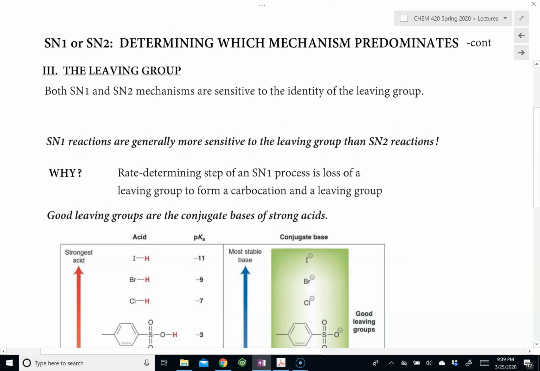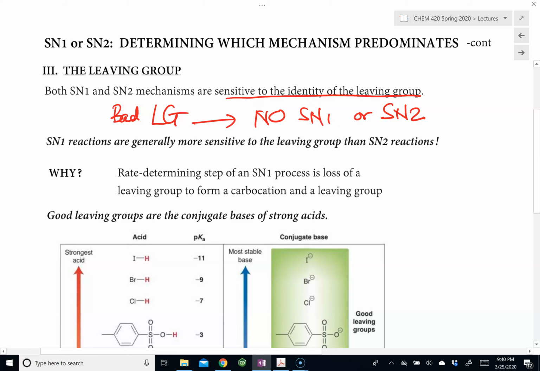Let's now analyze the third factor, the leaving group. So in SN1 and SN2 mechanism, they are both sensitive to the identity of the leaving group. The leaving group has to leave in order to undergo either SN1 or SN2. So if we were to have a bad leaving group, there will be no reaction at all. So no SN1 or SN2. But then between SN1 and SN2, SN1 is more sensitive to the leaving group compared to SN2 reaction.